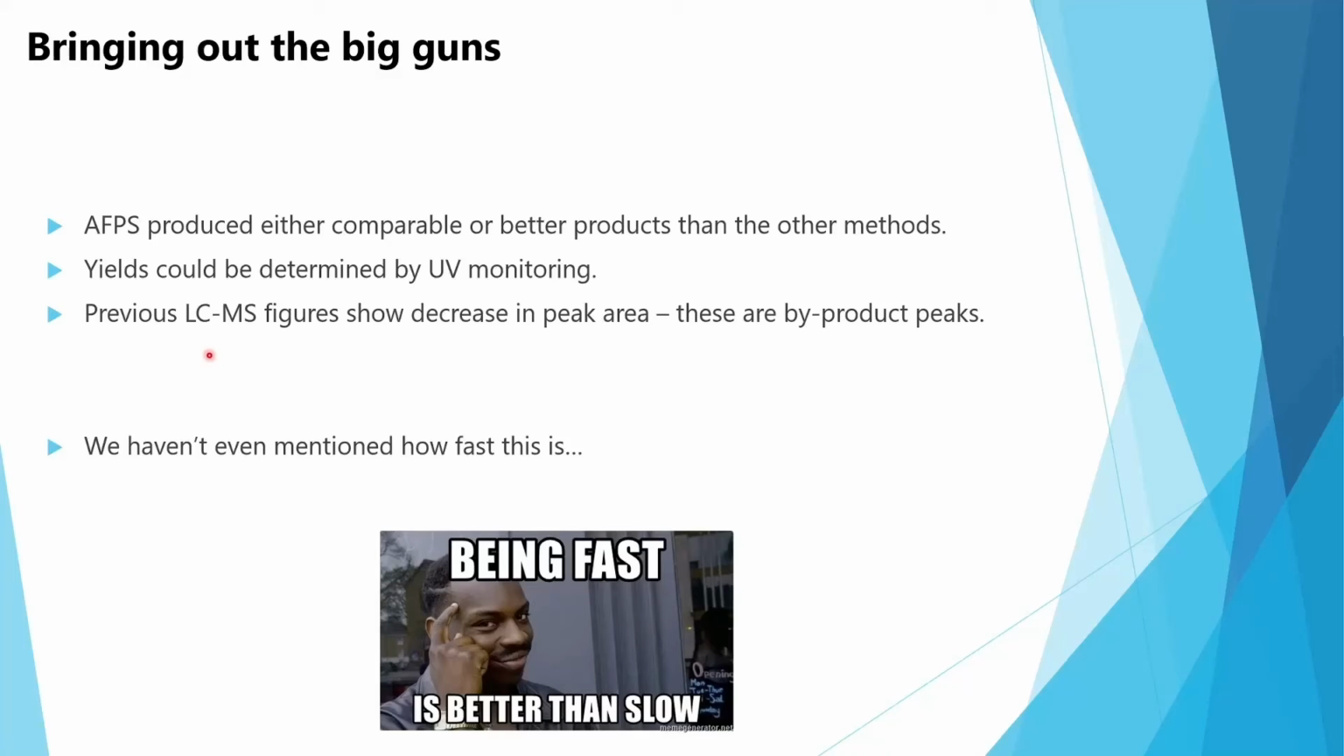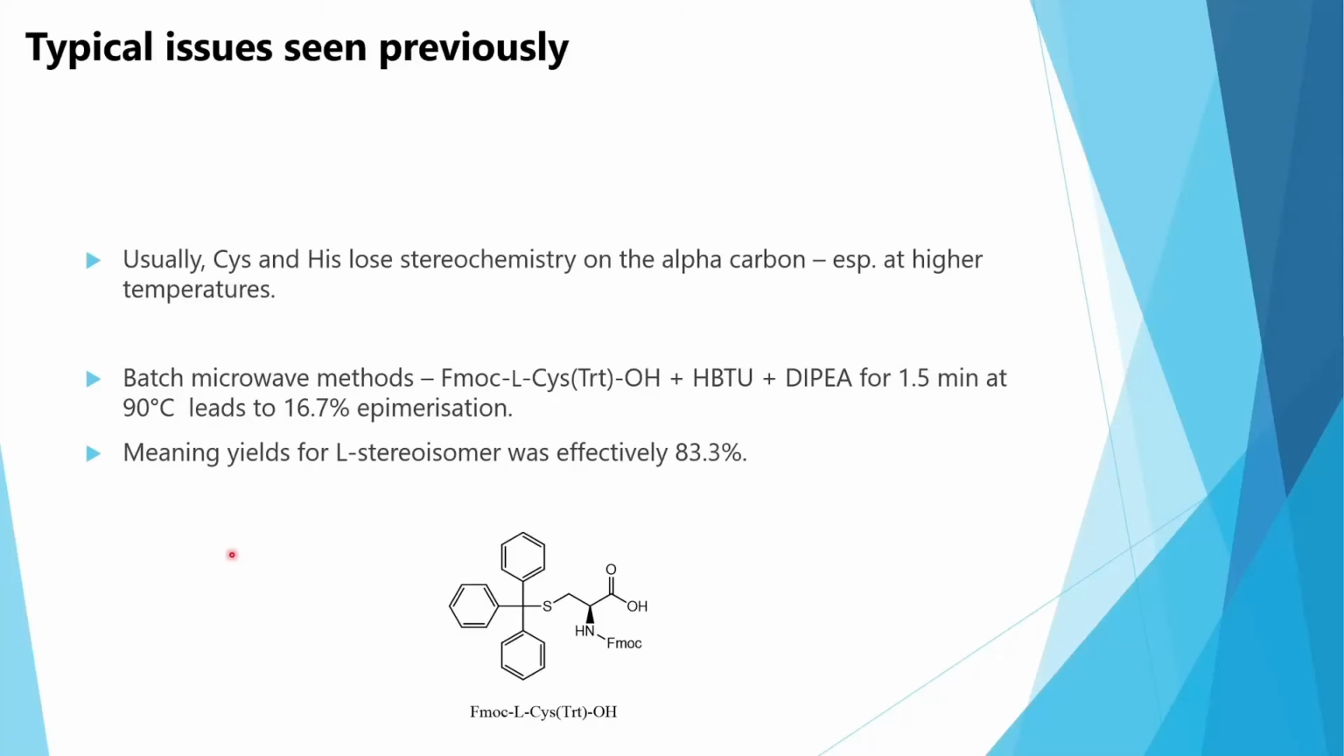Additional advantages for AFPS came from the possibility for UV monitoring to give approximate yields real time, and liquid chromatography mass spec figures showed that there was a decrease in byproduct peaks. And not to mention that AFPS was the fastest of them all. For both peptides, AFPS took in the minute range, where batch would take at least 30 hours and vendors took weeks to make these.